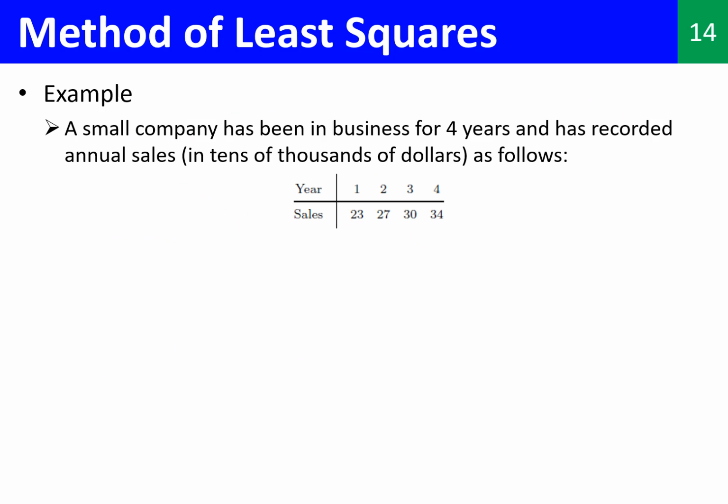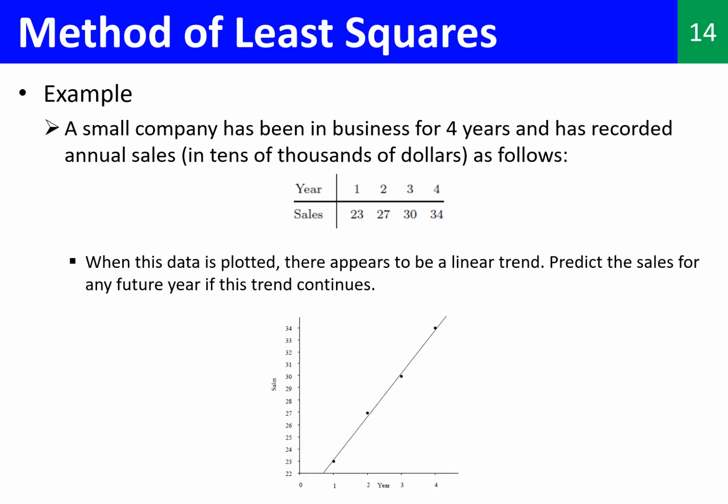We can do a simple example to reinforce what we learned so far. Let's say that this table gives us the annual sales of a small company in tens of thousands of dollars. Okay, so when we plot it, we can observe there is a linear trend, right? So if I were to predict the company's future sales, I can use least squares method to come up with a straight line that fits these points. Okay.